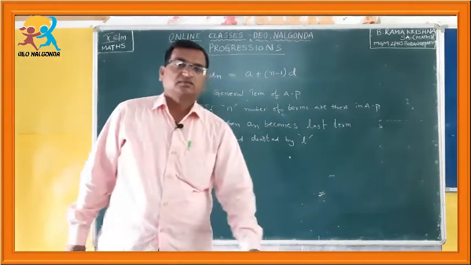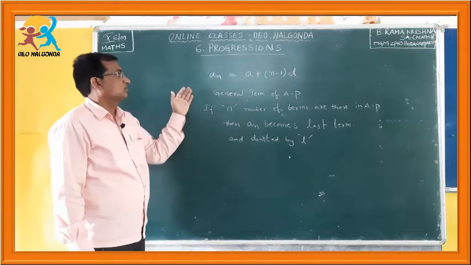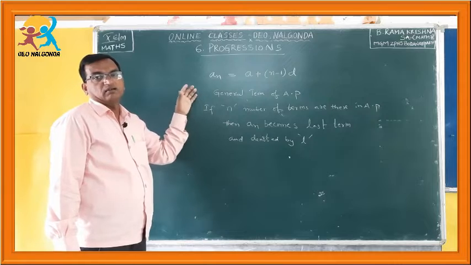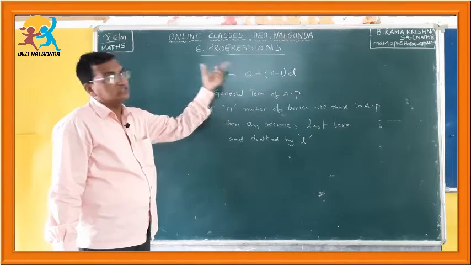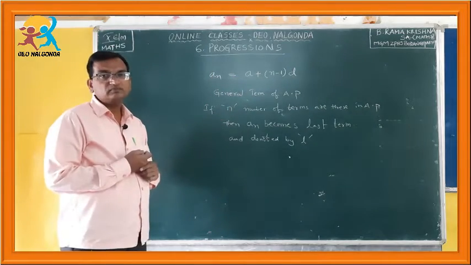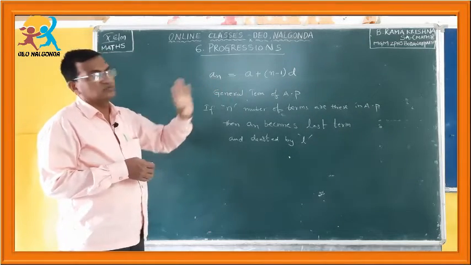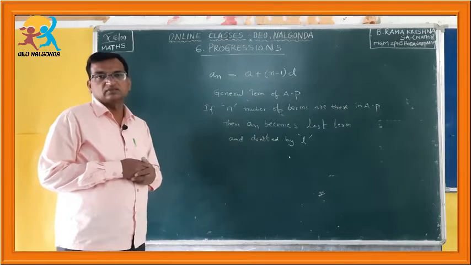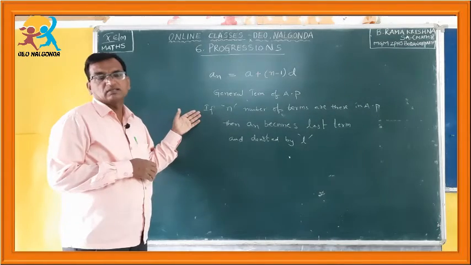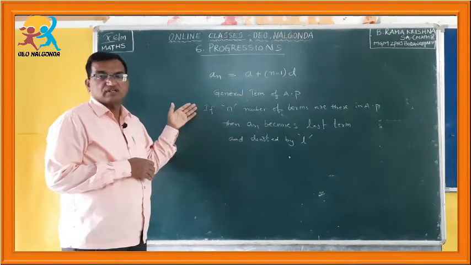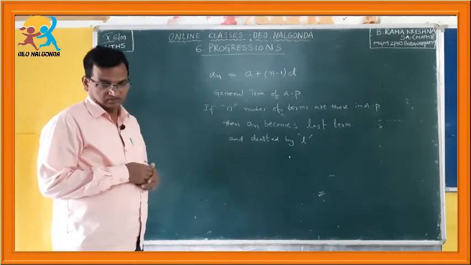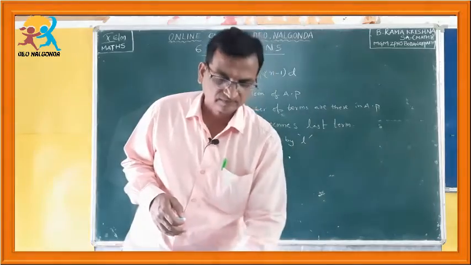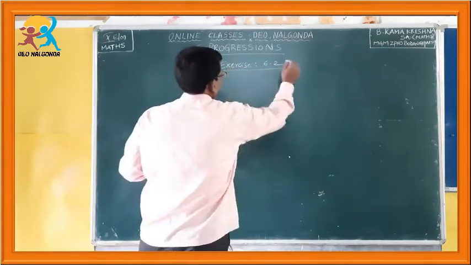Now you have to understand what terms are given and what terms are involved in this formula. The second exercise is based on these things only. If you understand this properly, you can answer those questions. Now, let us move on to the second exercise, 6.2.